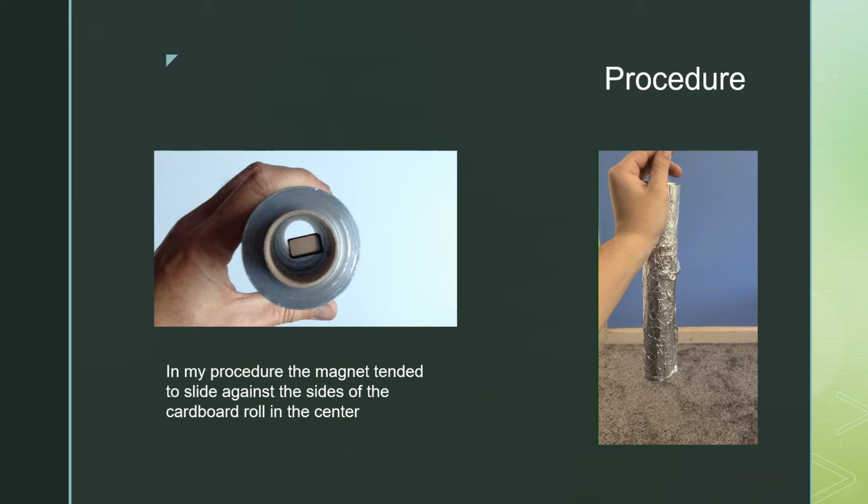And also, as you can see, I didn't notice this until actually getting the time. My thumb was blocking how you can see the magnet, so this could have caused some additional timing issues that I would change if I were to do this experiment again.